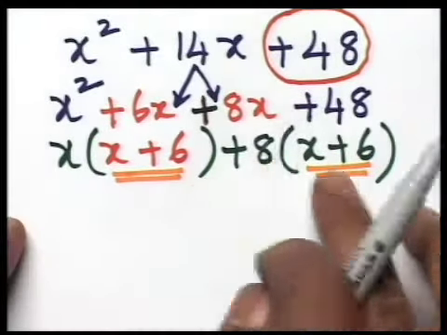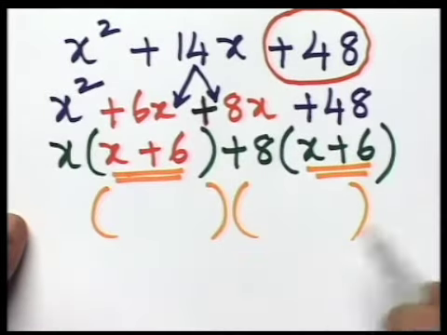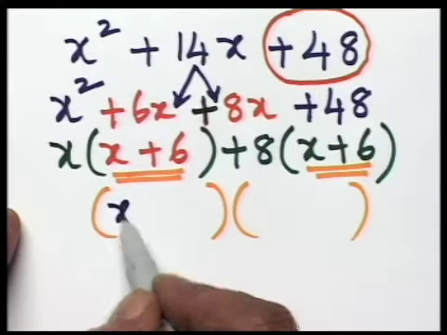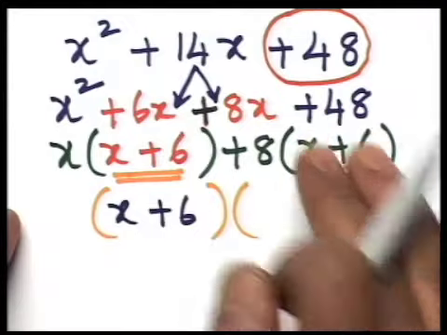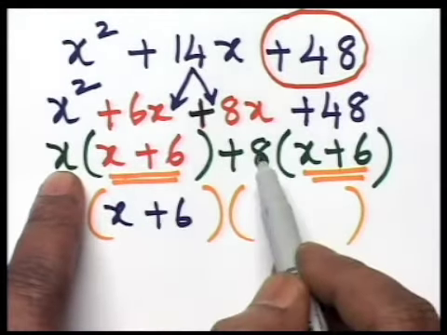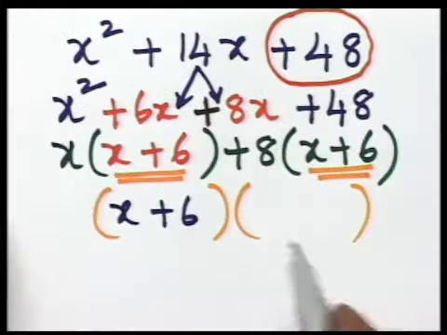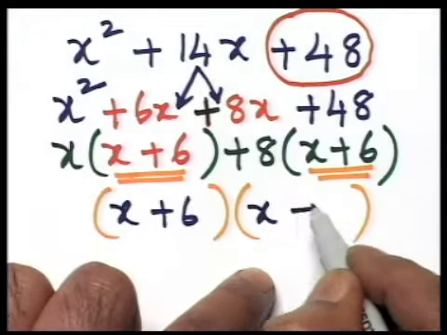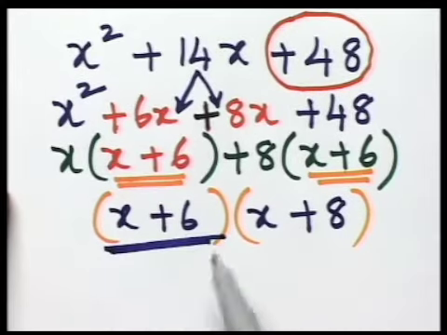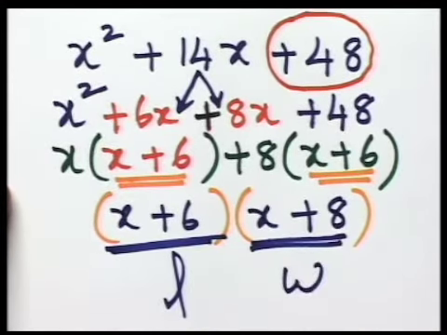So once you get to that step, you simply have to put 2 brackets. One will be the length and one will be the width. The one that is common, write it down first, which is x plus 6, because it's common in both. In the next bracket, I will be getting x and plus 8, please. The left outs come in the next bracket. So that x and plus 8. So basically what happened was, this became the length of the rectangle, that became the width of the rectangle.